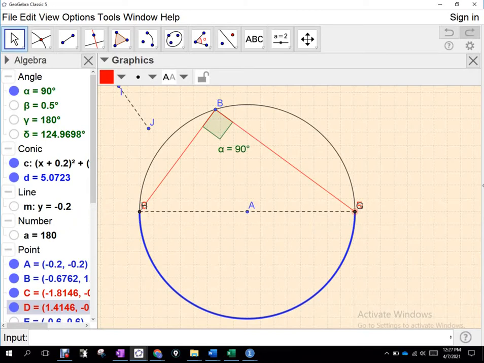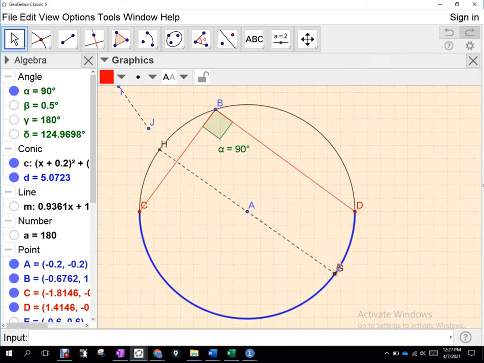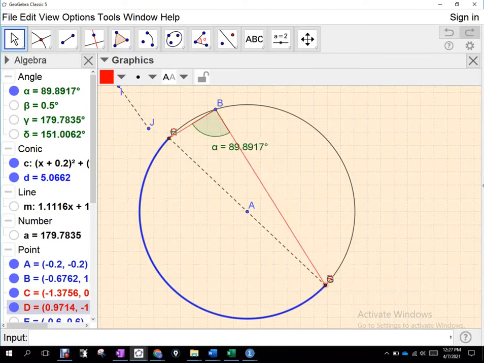Our intercepted arc, which is this blue arc here, is 180, but the inscribed angle is half of that, so it's 90, right? No matter where this diameter goes, if the diameter is there, and I make C go to H, and D go down to G. Now, I'm not getting exactly on G and H, but pretty close to 90 degrees, right?